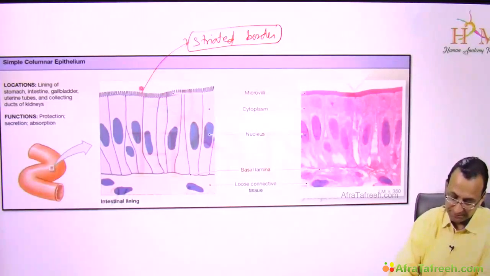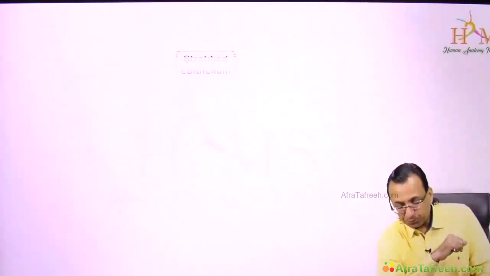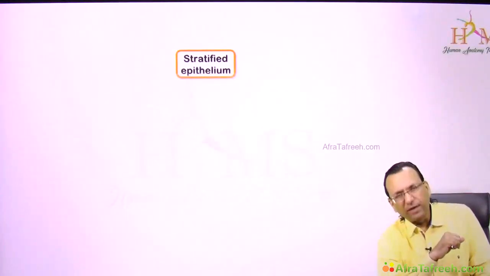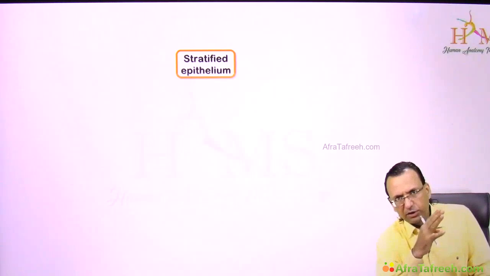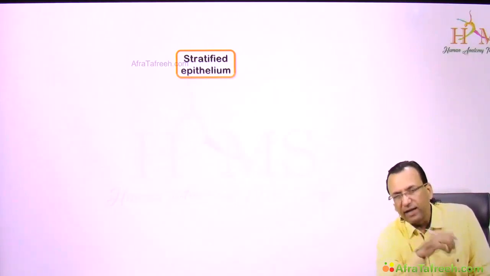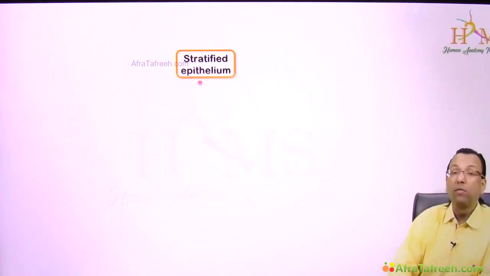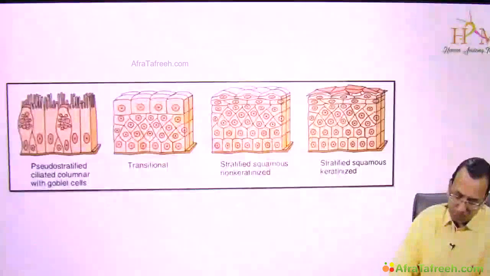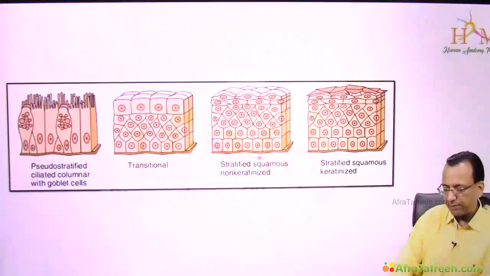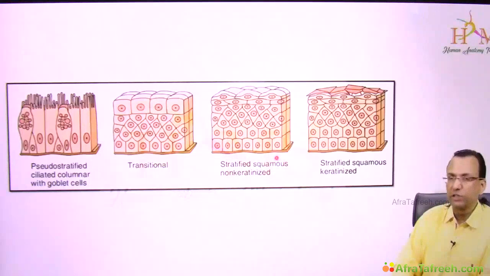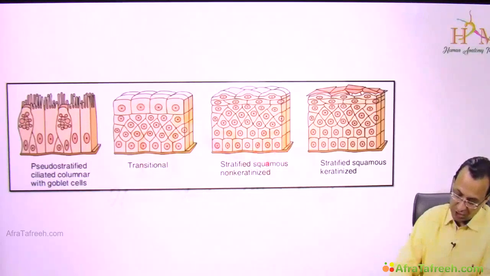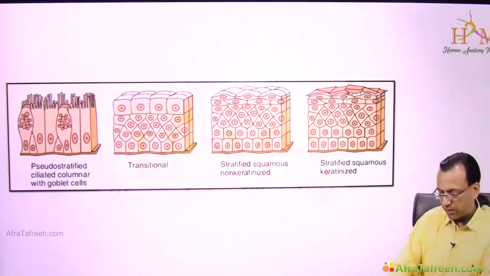Okay, fine. What about the stratified then? Stratified epithelium means multi-layered. So multi-layered, fine, but where do you find that? Any place where I need protection from abrasions. See, stratified squamous epithelia are usually present on surfaces where I need protection from surface abrasions. It could be non-keratinized, it could be keratinized.